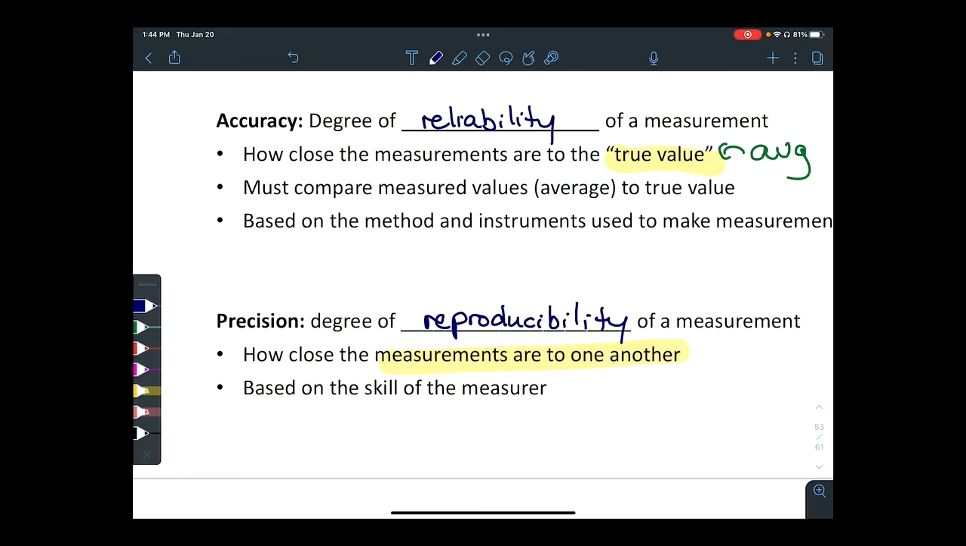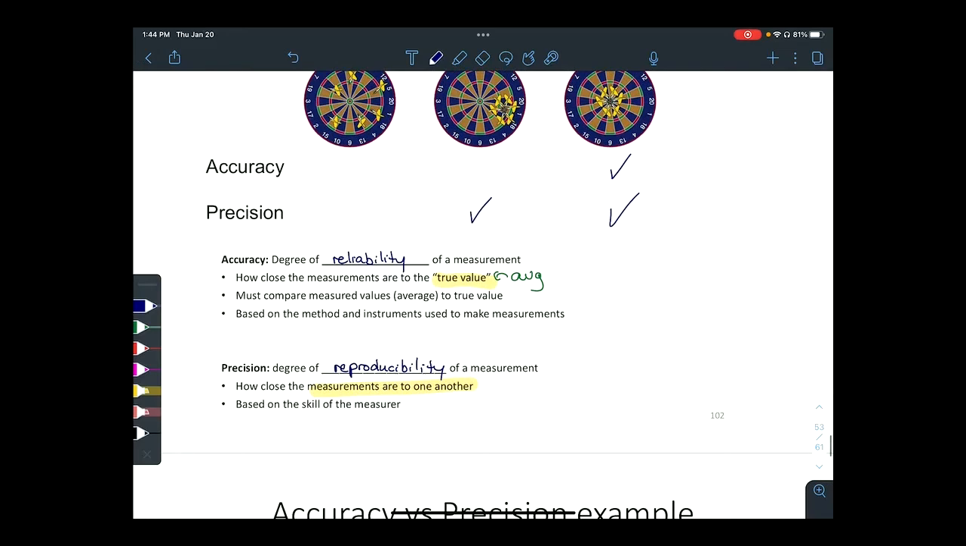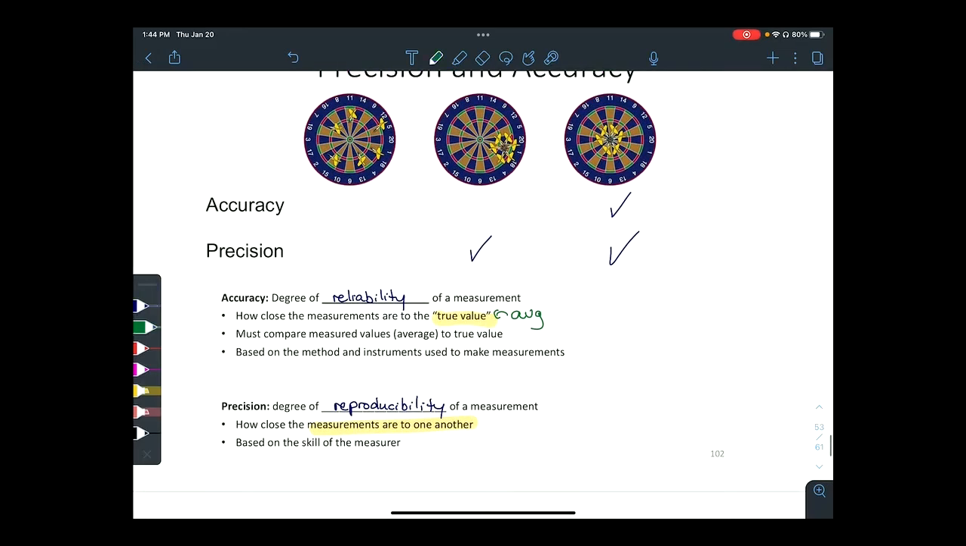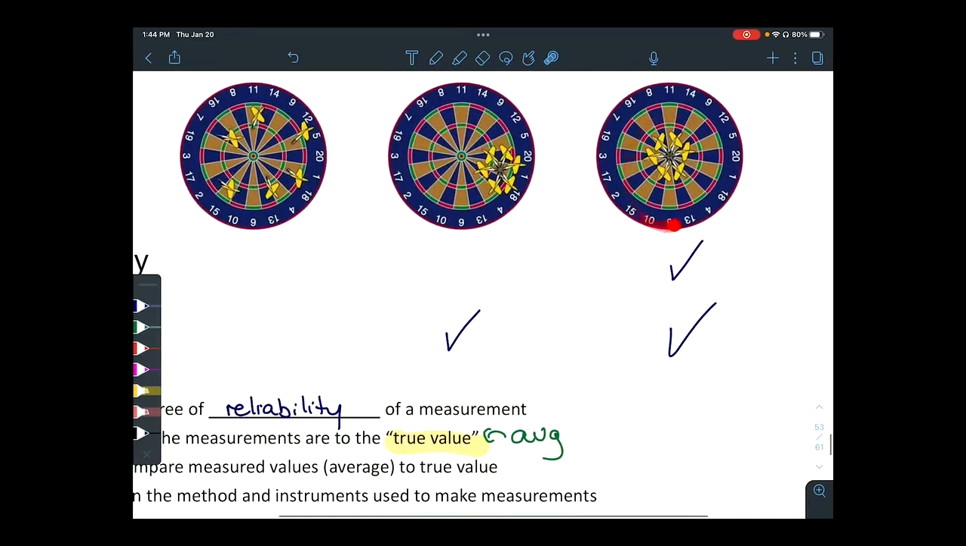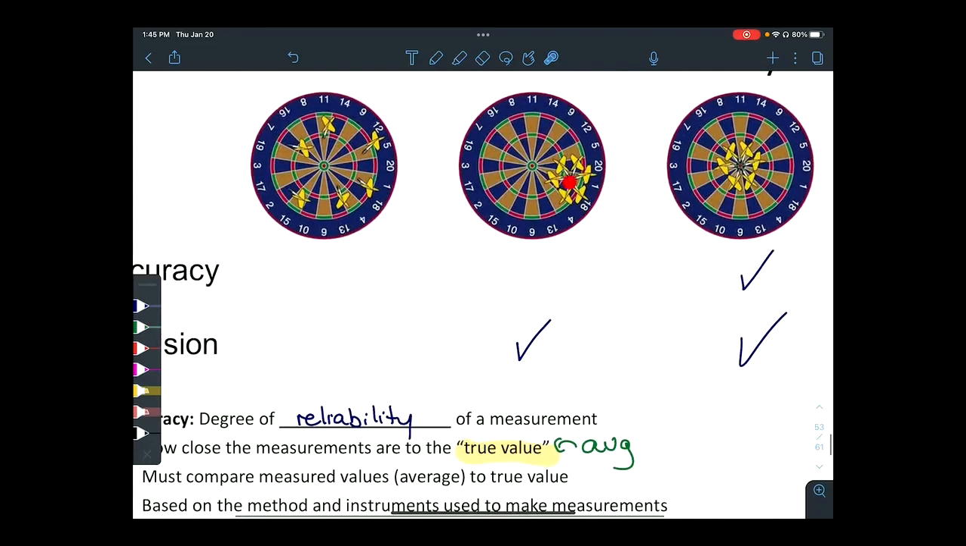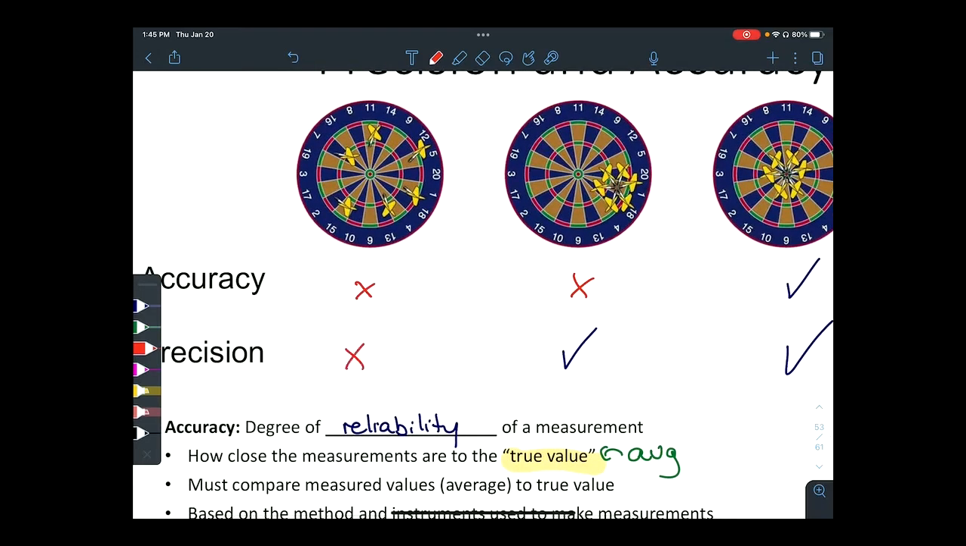It's how close your measurements are to one another, just one another. So it has nothing to do with a true value, but oftentimes people use them interchangeably. If we look back at this dartboard, we can clearly see that this last one has good accuracy and good precision. This middle one has good precision. See how the grouping's really good, but it's off center, so the accuracy is not good. This first one doesn't really have good accuracy or precision. Its accuracy is okay, because if we took the average of all of them, they would be kind of in the center, but the precision is not good compared to the other ones.